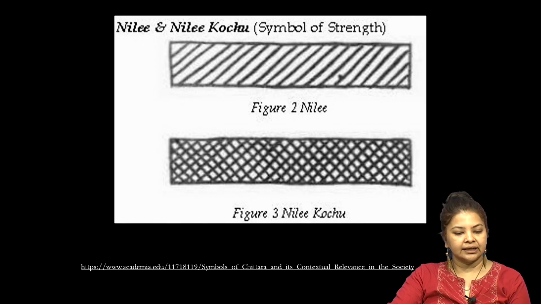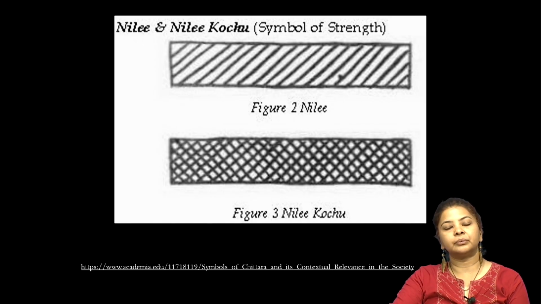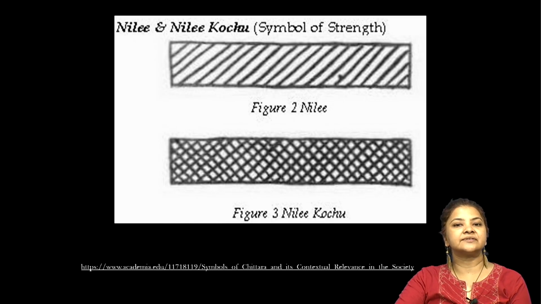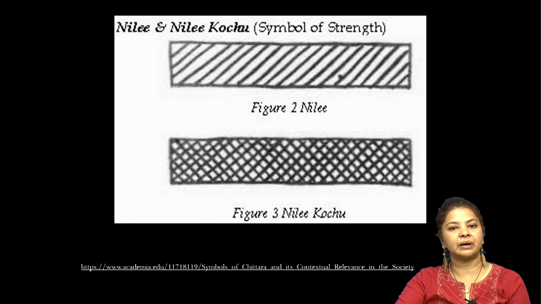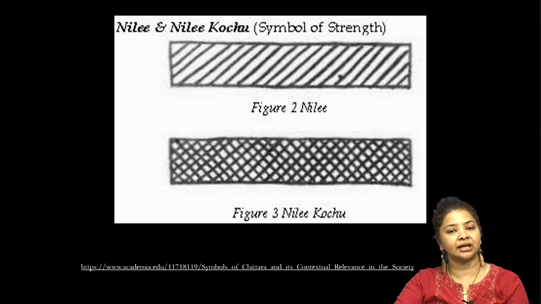So, this is Neeli and Neeli Koche. The Devaru community build their houses using bamboo, and the bamboos are arranged in this diagonal fashion. When the bamboos are arranged in a diagonal fashion, it is called Neeli, and when one more layer of bamboo is put over it, again diagonally to the first layer, then it is called Neeli Koche. It symbolizes strength, because the bamboo hut gives protection from all the natural calamities, or it protects the family from them. So, this kind of figure actually represents strength.